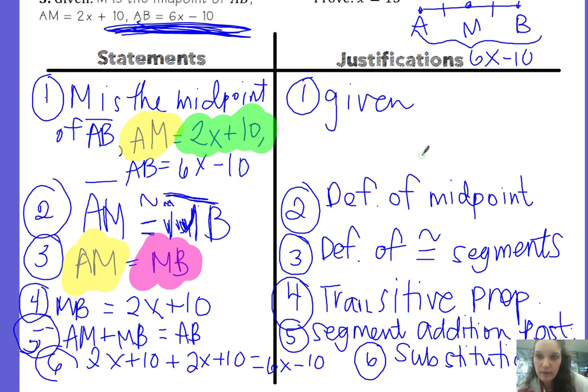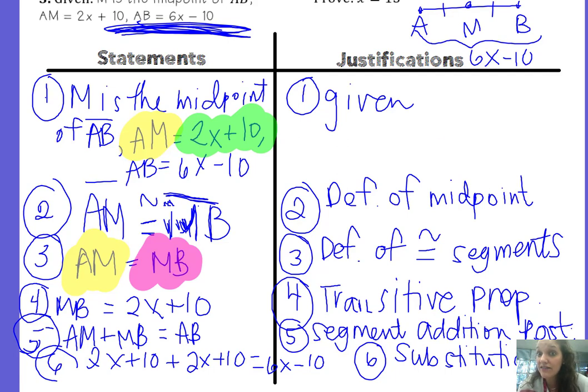So let's recap what we did with this proof. We knew that M was the midpoint of that segment, so that meant that segment AM and segment MB had to be congruent. But we only knew that AM was 2x plus 10, so that meant that we only knew that MB was 2x plus 10, and so we couldn't just set them equal to each other and solve for x because they're identical expressions, and everything would cancel out. So we had to think a little bit more creatively.